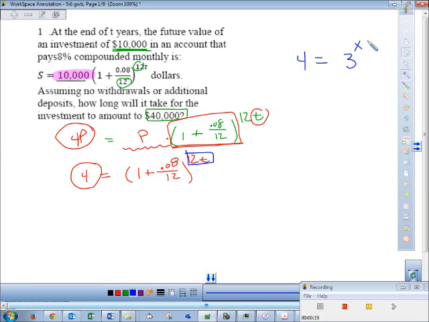Raise both sides to the reciprocal power, okay? So then you'd raise this to 1 over x and this to 1 over x, and then we're in trouble because we still have an x involved, right? It's not down low.